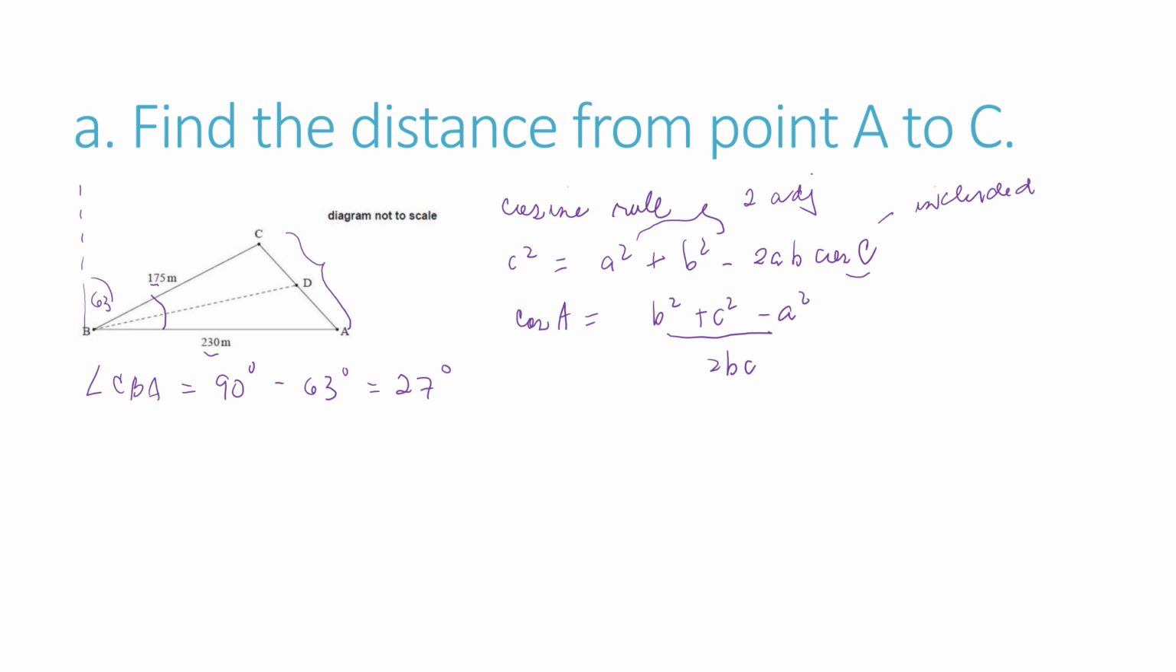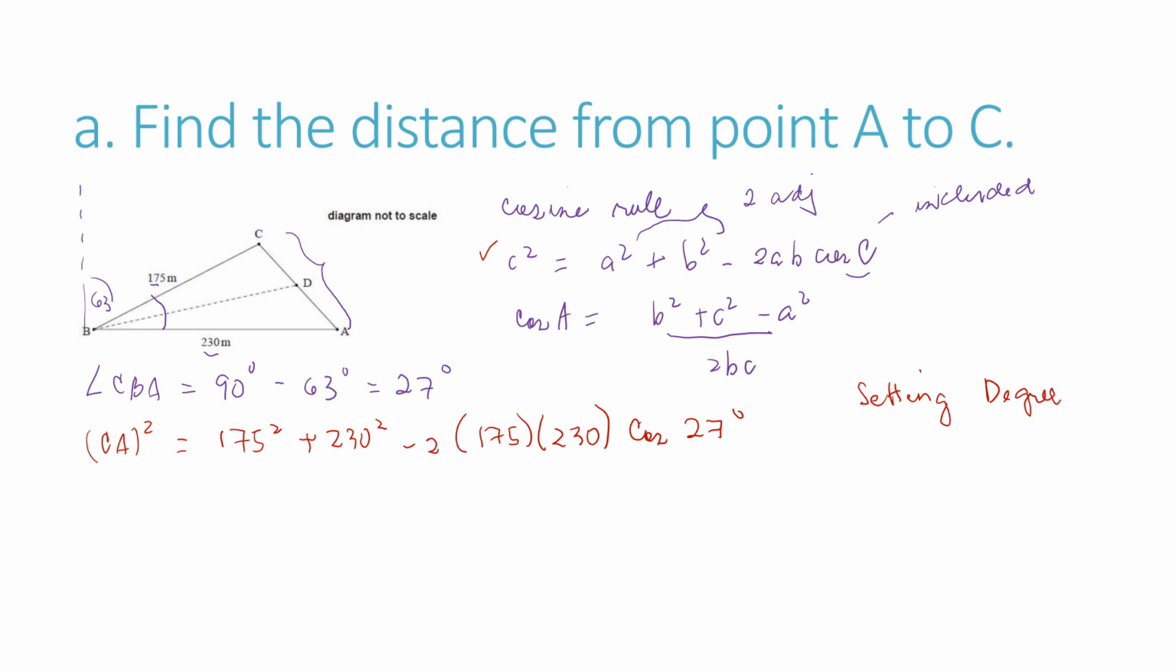To find CA, CA squared equals the adjacent sides, 175 squared plus 230 squared, minus 2 times the two adjacent sides, 175 and 230, cosine 27 degrees. One thing you must take note of is to make sure your calculator has the proper setting and the mode is in degrees. Do that first before you encode this data. Then you take the square root, because we are only after CA. So you can already encode this as the square root of this expression.